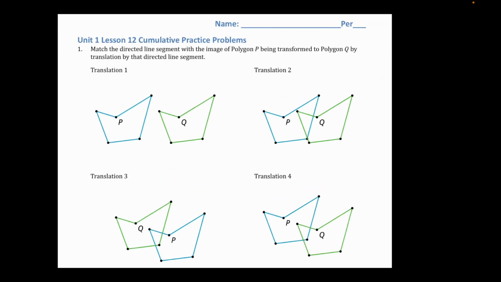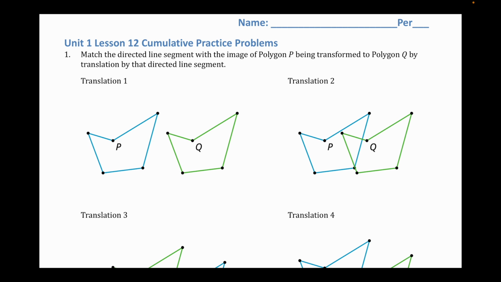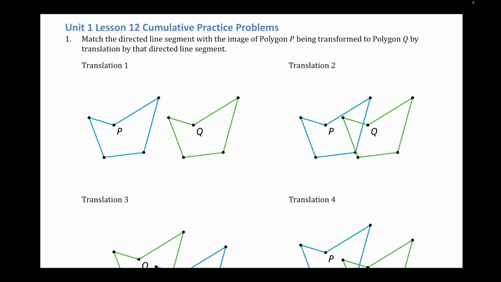We are supposed to match the directed line segment with the image of polygon P being transformed to polygon Q by translation by that directed line segment. So if that sounded confusing, we're basically saying P is being translated to Q. Please pick the directed line segment that made that translation.